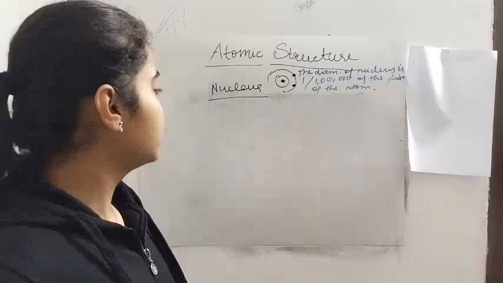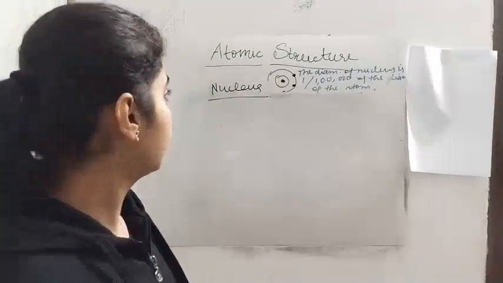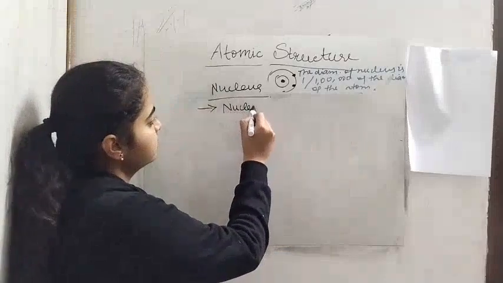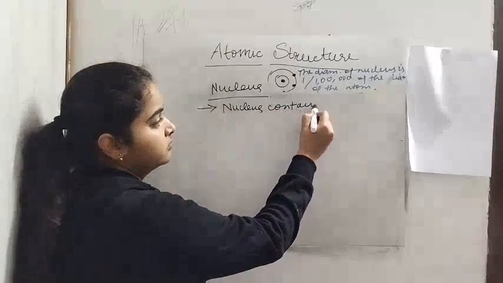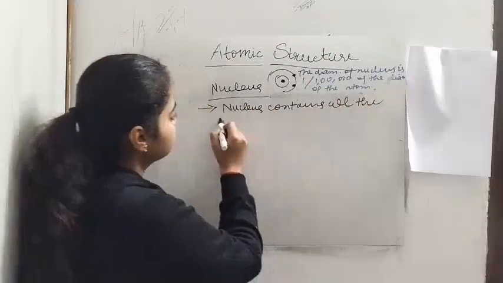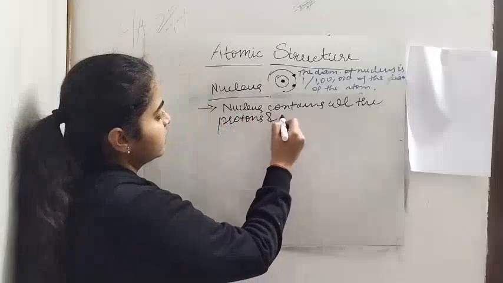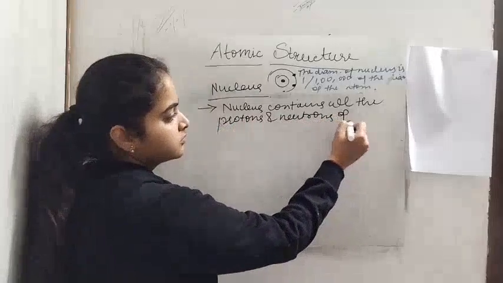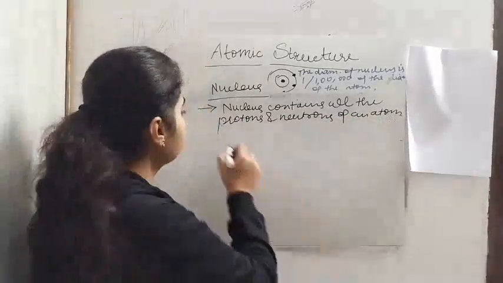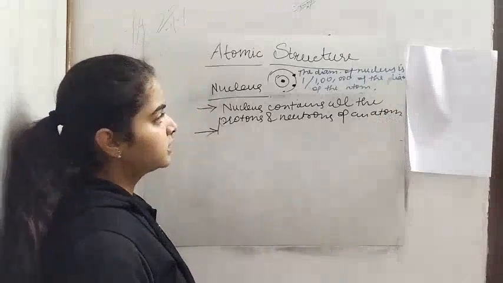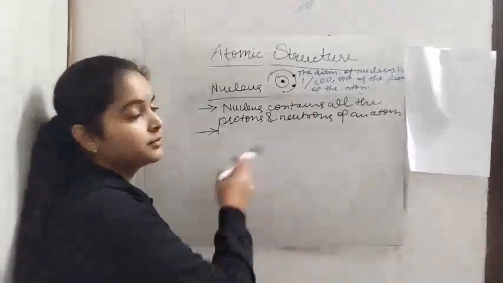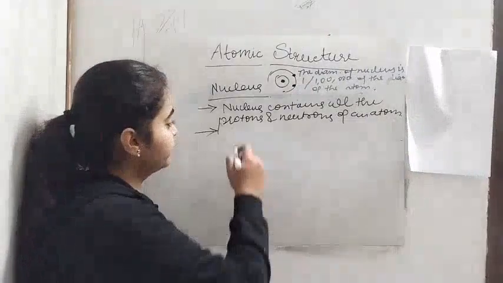This is the nucleus, and this holds the protons and neutrons in an atom. So write down: nucleus contains all the protons and neutrons of an atom. This is clear to you? Second one is nucleus diameter is 1/1 lakh of the diameter of the atom. This is written here. I am writing it again because this is a very important point.